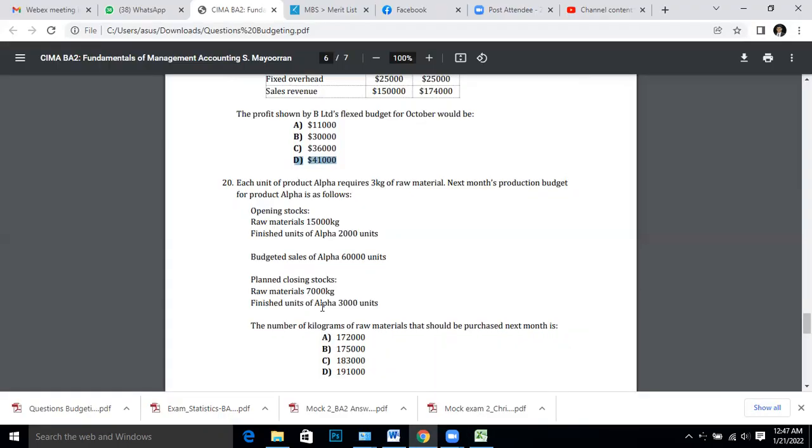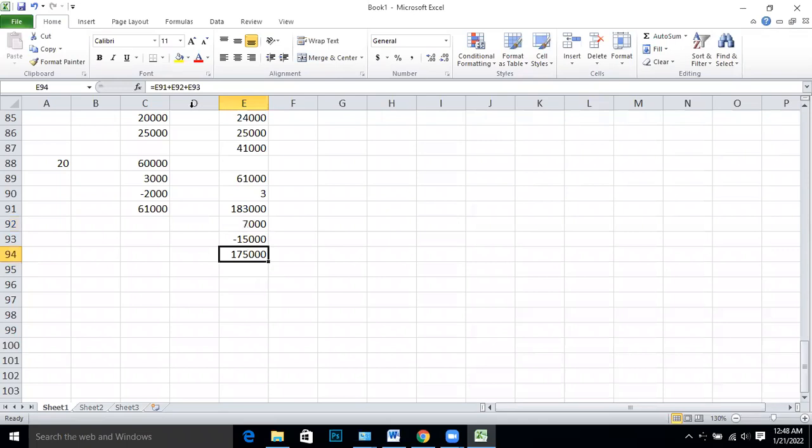It's 175,000. 175,000, option B. First one.